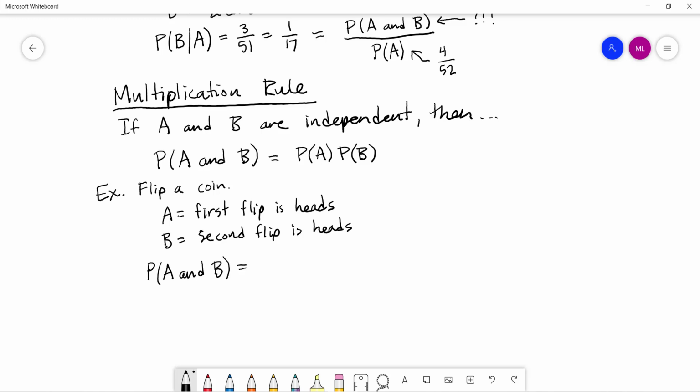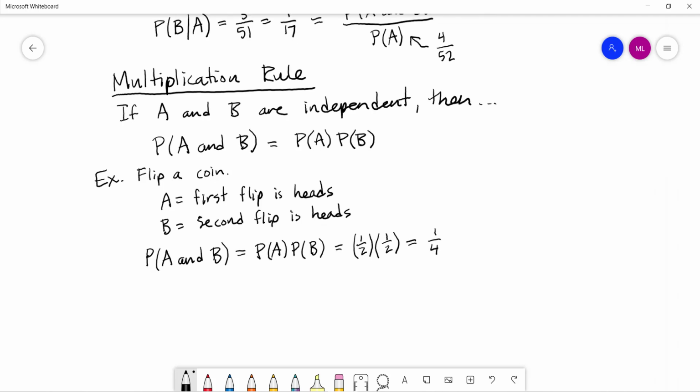Well, in this case, those are independent events, so I can just take their product. What is the probability that the first flip is heads? It's a 1 in 2 chance. What's the probability that the second flip is heads? It's also a 1 in 2 chance. And when we multiply them together, we get a 1 in 4 chance of getting heads both times.